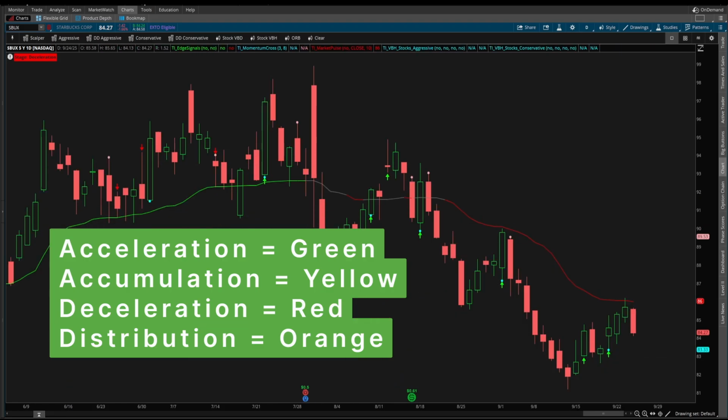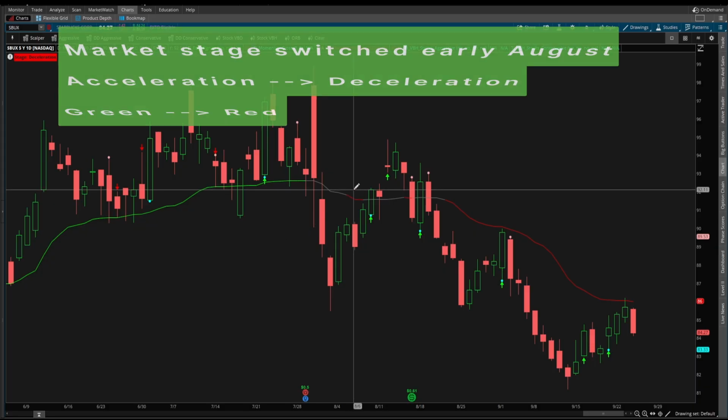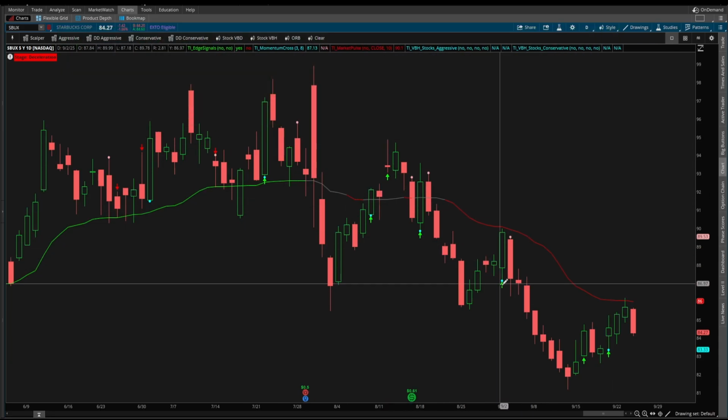If I zoom into our shorter term time frame, you'll see that this market pulse line has been red now for quite some time, ever since it turned red here after being green, which was a market stage of acceleration. So that tells you ever since about early August, inside of Starbucks, we've seen more of a bearish trend. The market stage has shifted more to deceleration.